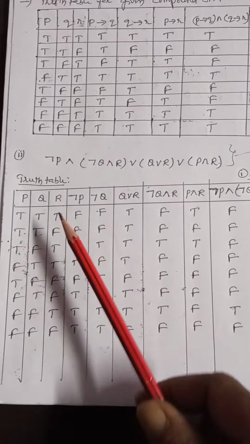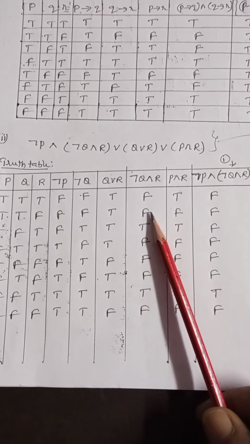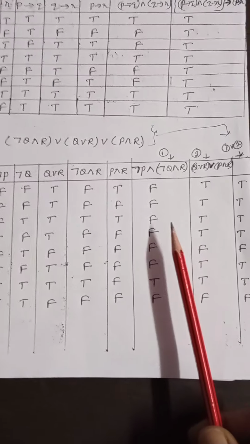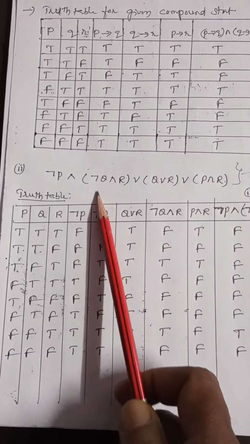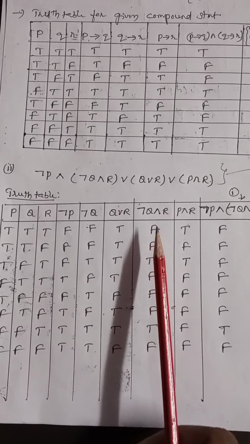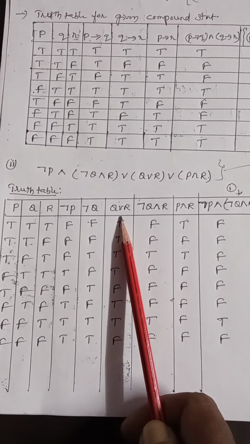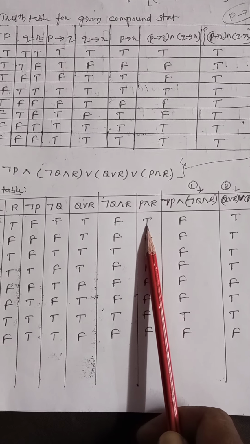Now similarly you are finding negation of Q, negation of P, disjunction, conjunction, again conjunction. Now here the last column is what? Now how many compound statements are there? Negation P is one compound statement, negation Q is another compound statement, negation Q and R, Q, R, R, P and R.